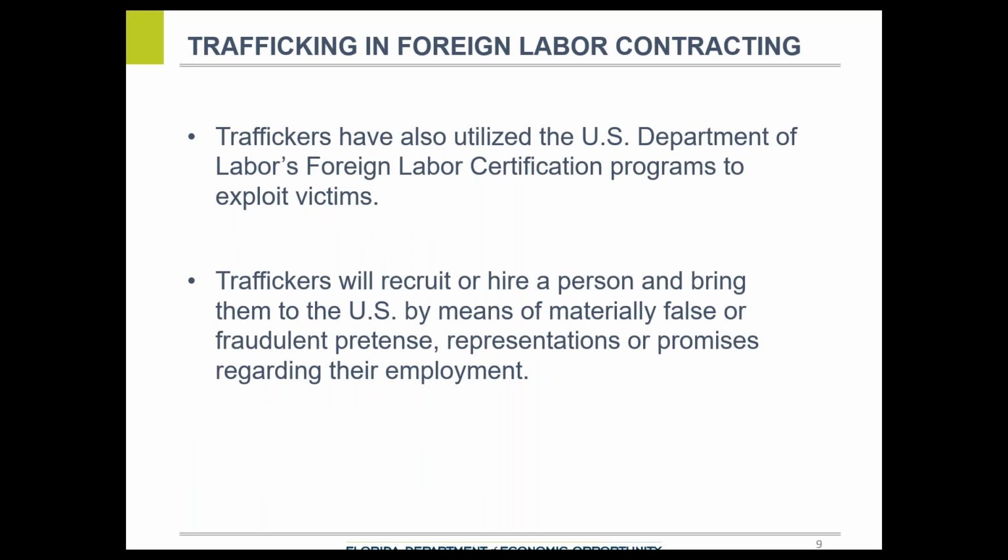Traffickers have also utilized the U.S. Department of Labor's Foreign Labor Certification Program to exploit victims. The Foreign Labor Certification Programs, specifically the H-2A program, is a visa program that allows employers to bring non-immigrant foreign workers to the United States to do agricultural work of a temporary or seasonal nature when it can be demonstrated that there is a shortage of willing and available workers to perform the work.